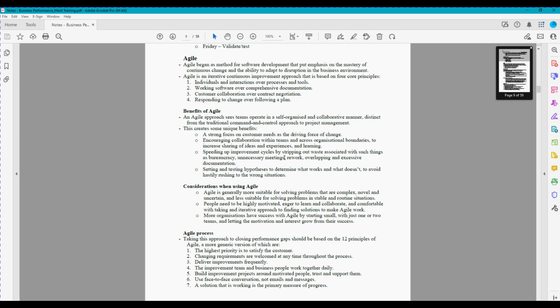Next, it speeds up improvement cycles by stripping out waste associated with things like bureaucracy, unnecessary meetings, rework, excessive documentation, etc. It also involves setting and testing hypotheses to determine what works and what doesn't, to avoid hastily rushing to the wrong solutions. So some other considerations for using Agile.